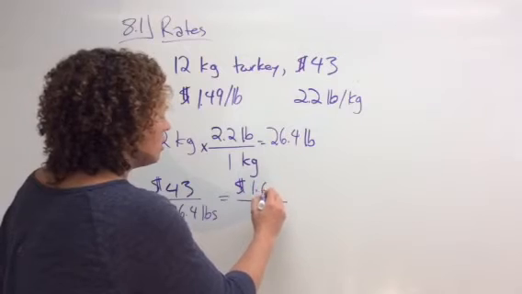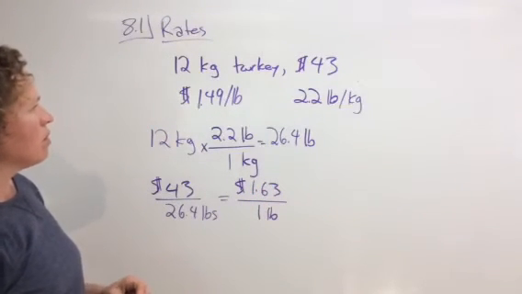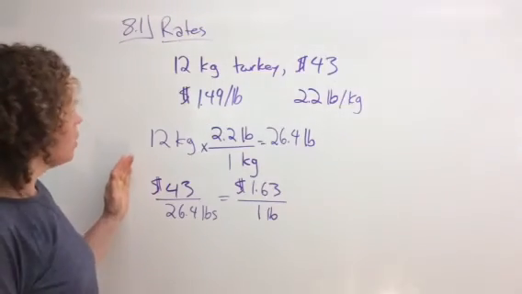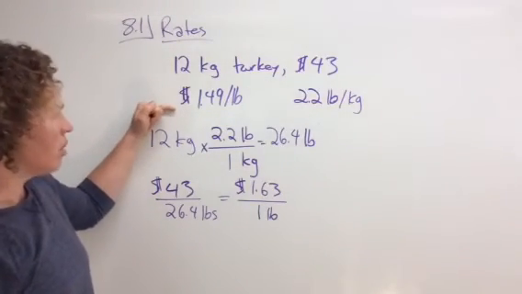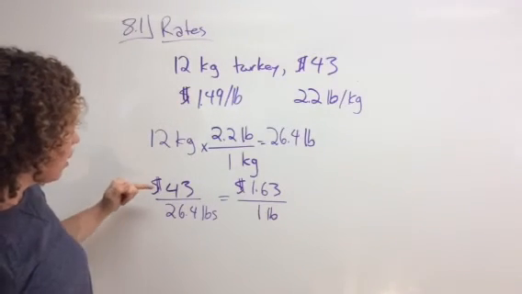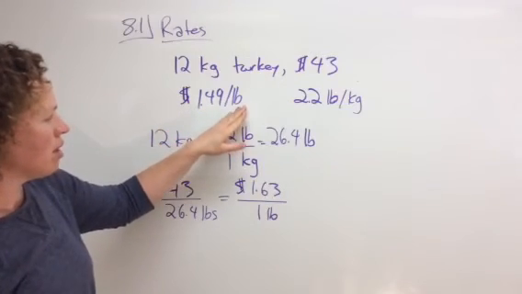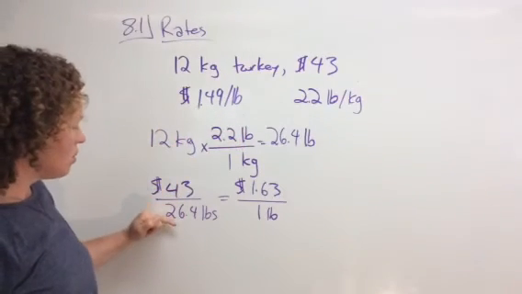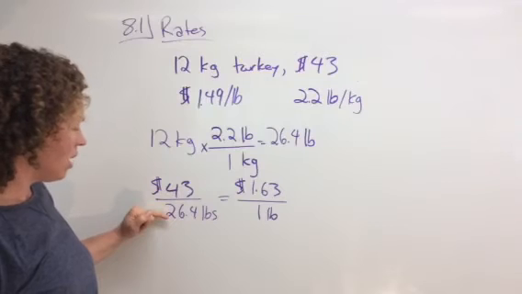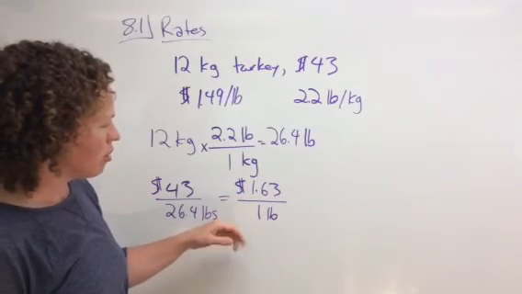So $1.63 per pound. So I've gone through, I've let my units guide me. I've changed the kilograms to pounds so that they're in the same units and I can compare them. And then I've put my dollars over my pounds because it's dollars per pound that I want to compare it to. I've reduced the numbers by going 43 divided by 26.4, and I've gotten $1.63 per pound.